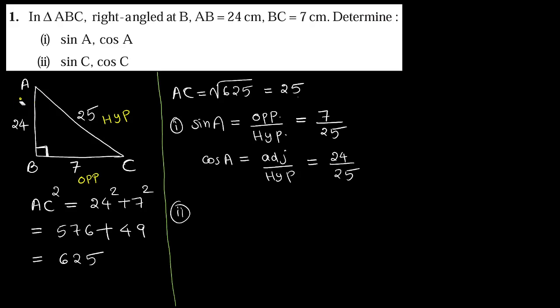What is the next question? What is the second question? The second question is sin C, cos C. This one is C. I want sin C and cos C. If you consider C, the 24 will be the opposite side, the distant side. With respect to C, 25 is the hypotenuse.